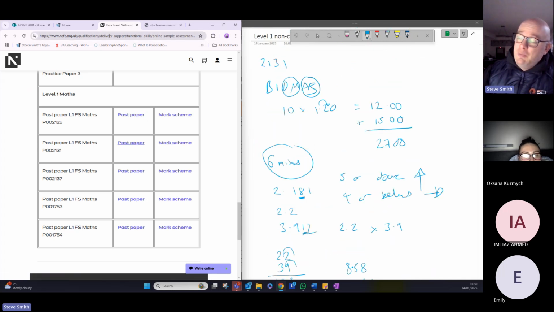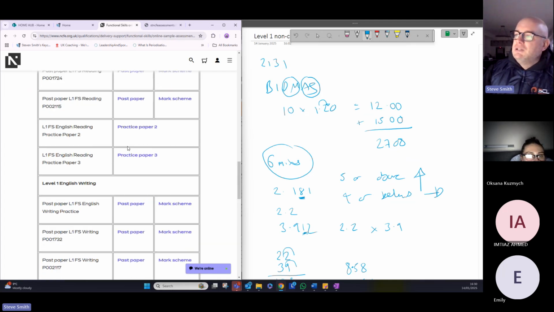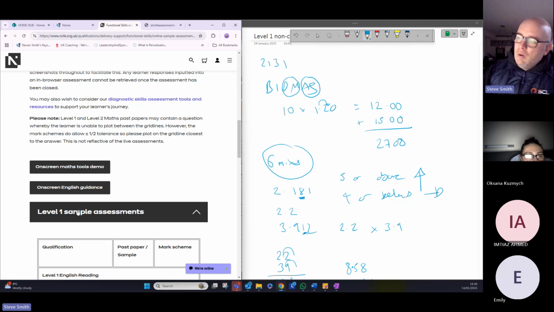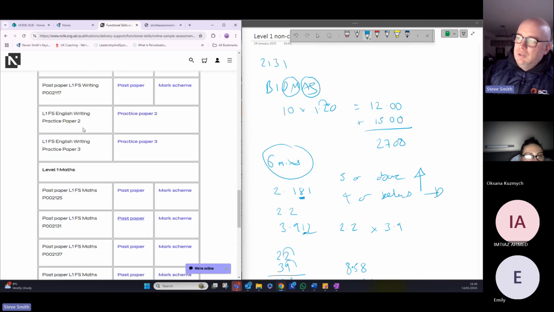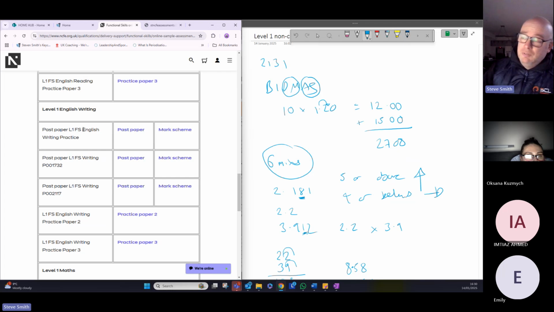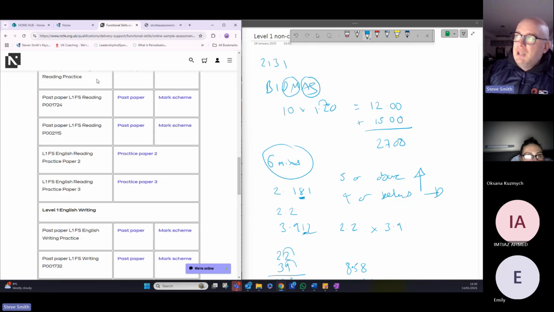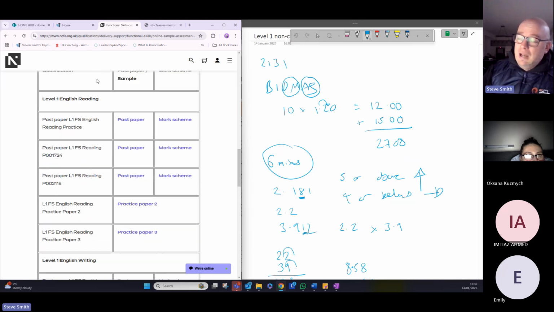And this website is available for everybody. I'll put the link in the email when I send it out. All I've done is click on level 1 papers, and there's also level 2 papers. If you're looking at doing English before or after you've done maths, there's all the English ones here. We do use NCFE, so if you've got links to other websites that say Pearson or AQA, then you'll find it slightly differently worded. So try and use this website if you're looking at the NCFE ones that we offer.